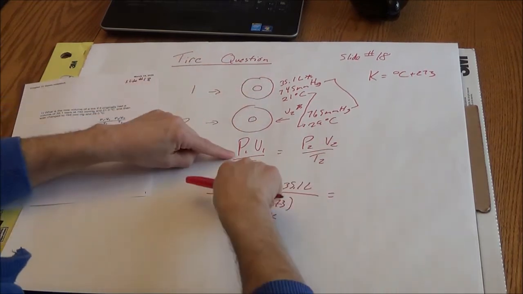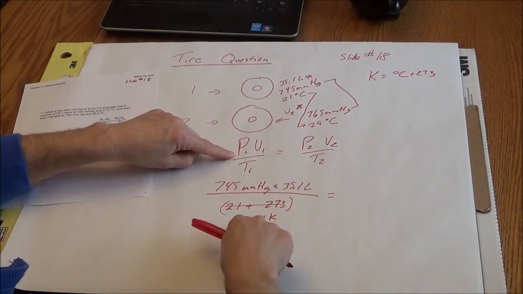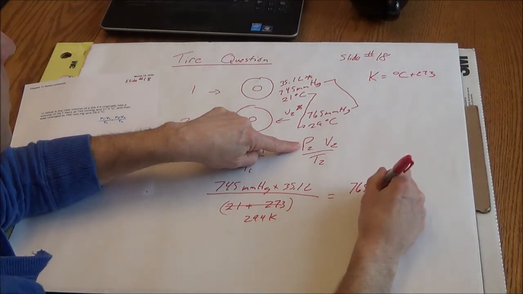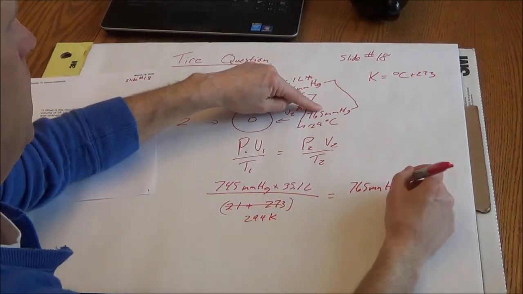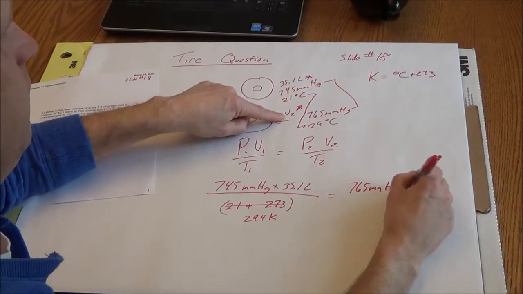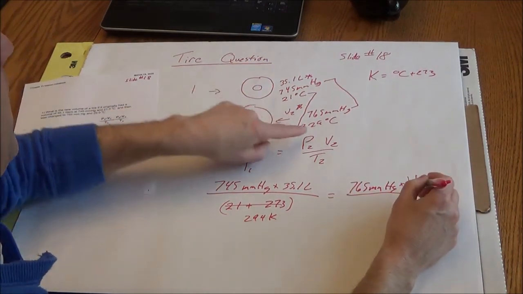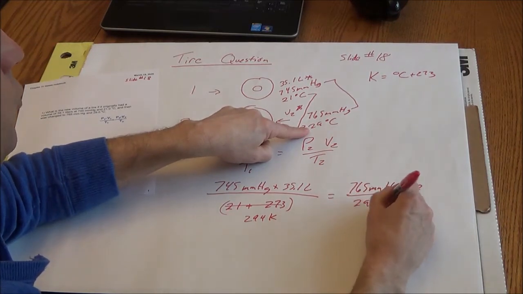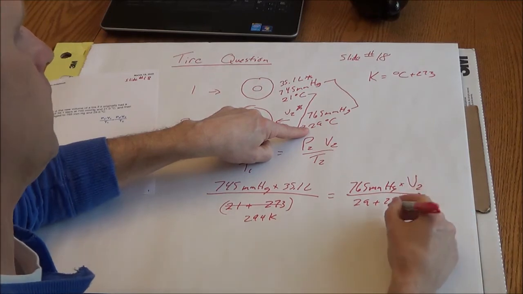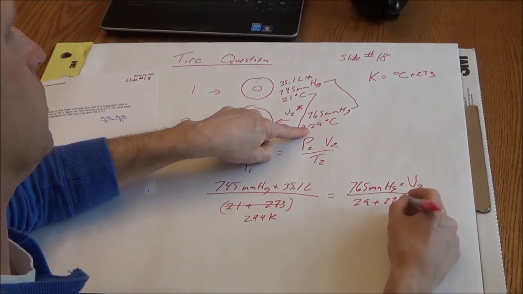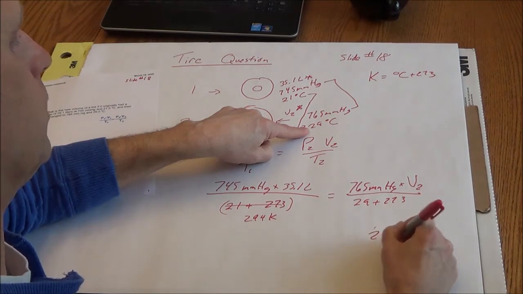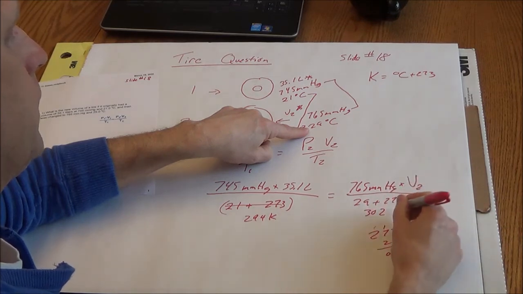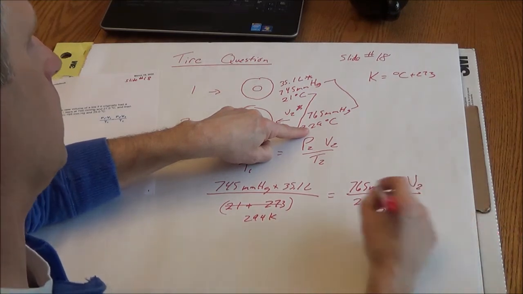Now, so I know what this side is, P1 V1 over T1. What's my ending pressure? Well, that's 765 millimeters of mercury. It's right there. And I want to know my ending volume, V2, at 29 degrees Celsius. My second temperature is 29, so I'm going to do 29 plus 273. So 273 and 29 is 302. If I did the math right, and it looks good.